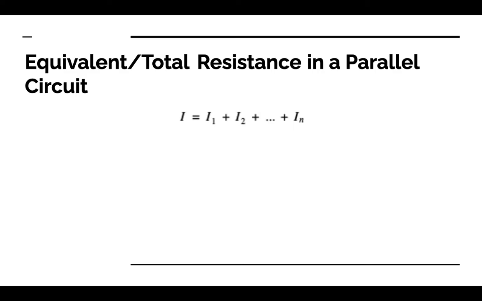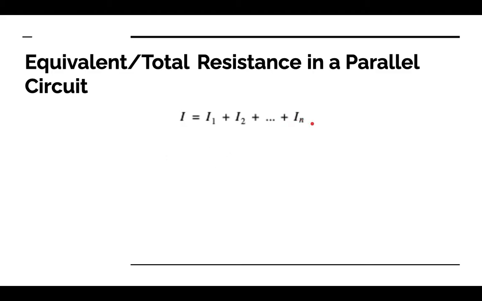So in order to derive the equation for the equivalent/total resistance in parallel circuit, what we take note of is with Kirchhoff's loop rule, we're going to have the total current in the circuit is going to equal the current through each of the branches added together. So if this is our total current, then it's going to equal the current in branch 1 plus the current in branch 2 plus so on and so forth.